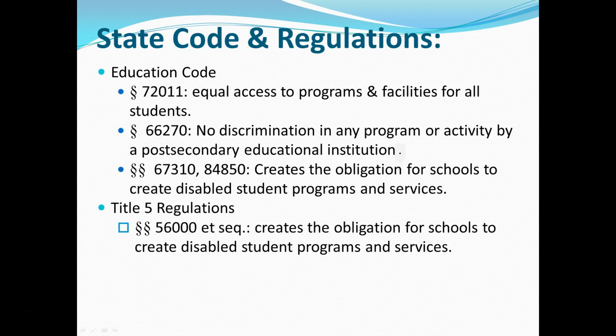State Code and Regulations. California codes and regulations largely mirror federal law. Under the California Education Code, California community colleges are required to provide equal access to programs and facilities for all students. And we are required to create disabled students programs and services, such as the Special Resource Center.